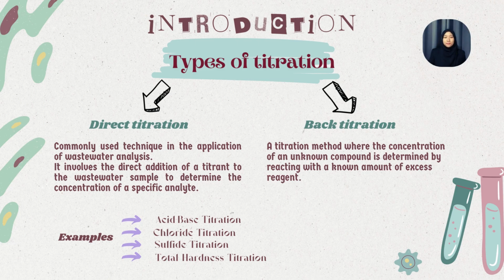Here are a few examples of direct titration methods applied in wastewater analysis, such as acid-base titration, chloride titration, sulfide titration, and total hardness titration. The choice of titration method depends on the specific analyte of interest and the desired measurement parameter. Proper sample preparation, accurate measurement, and careful selection of indicators or detection methods are essential in order to obtain reliable results from the wastewater analysis.